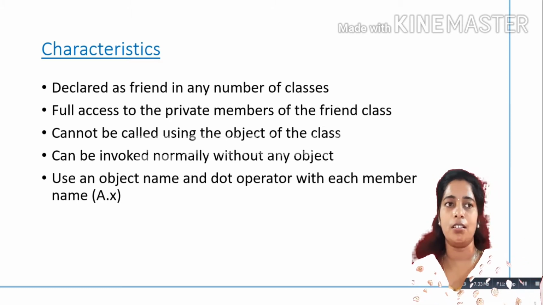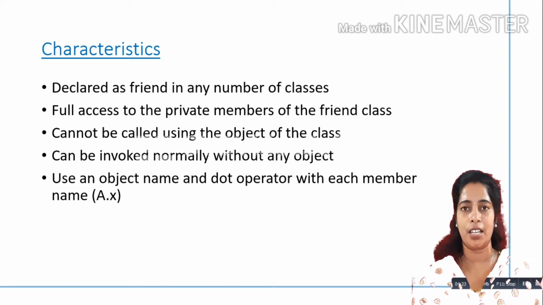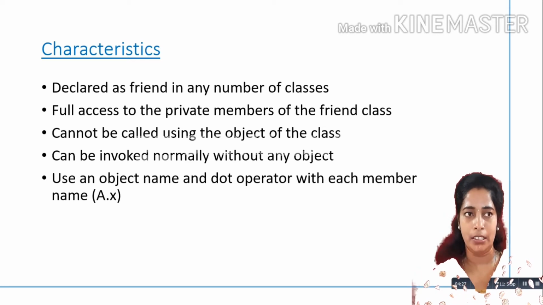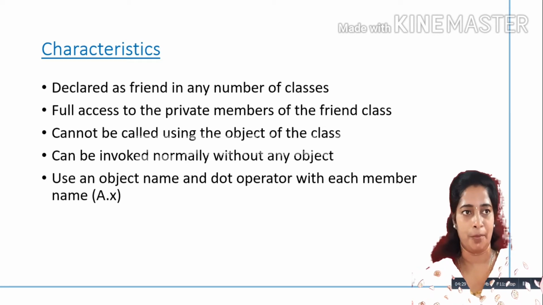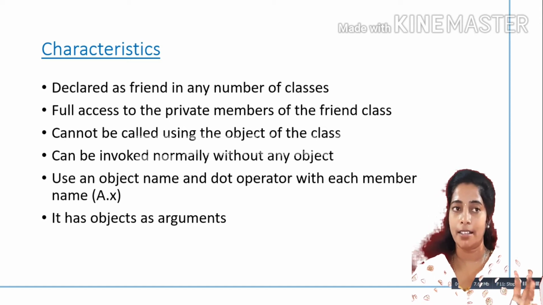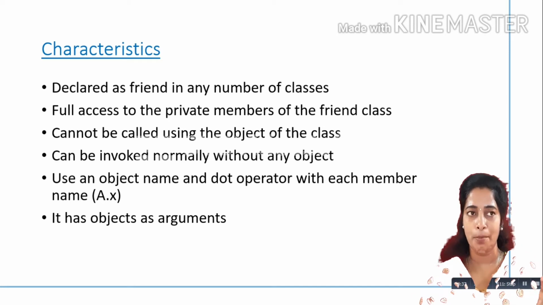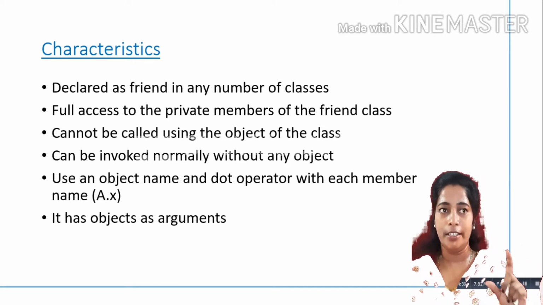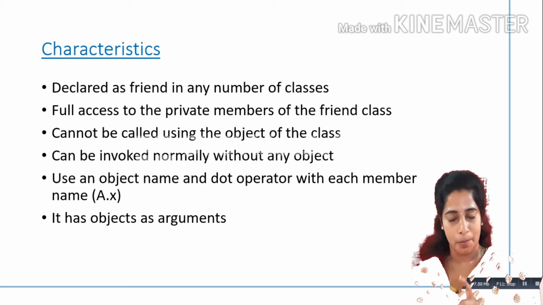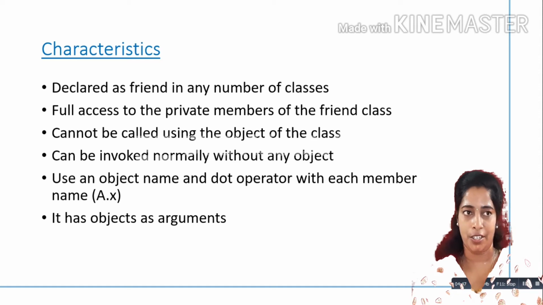So we can use the object name and the dot operator, like a dot x, where a is the object name and x is the member name. You can use this access method inside the friend function. And it has objects as arguments, as we have declared. So from this slide, it's very clear that two points are very important. It cannot be called by the objects. It cannot be invoked by the objects. But we can pass the objects as arguments into the friend functions.